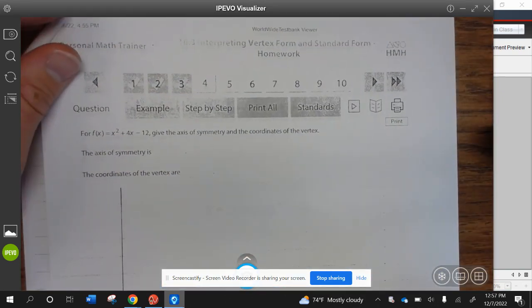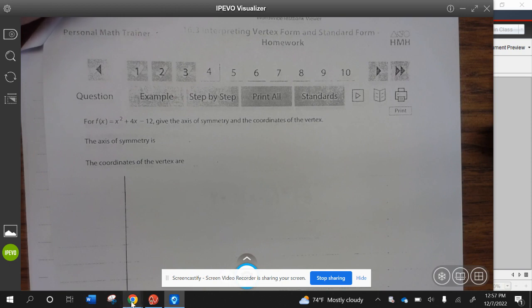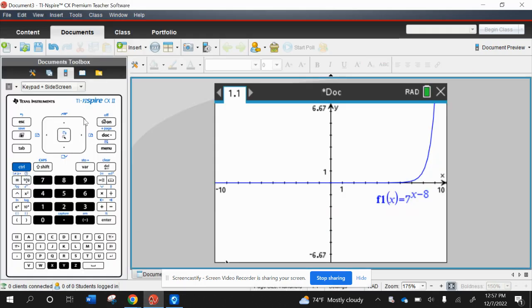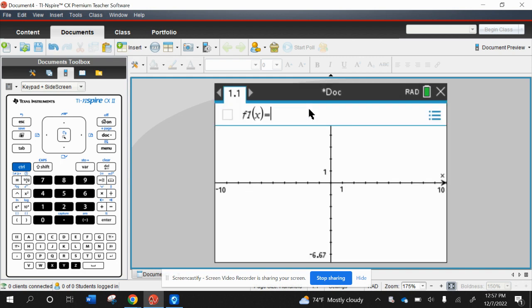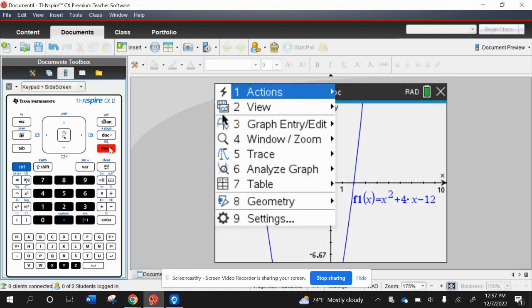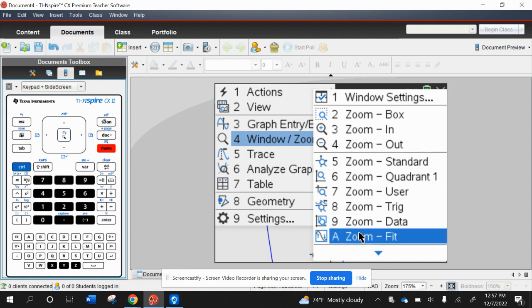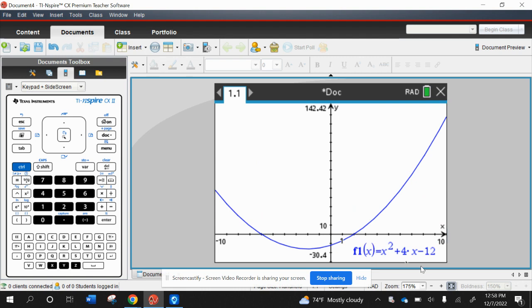All right, let's move on to the next example. Example 4: for f of x equals x squared plus 4x minus 12, give the axis of symmetry and the coordinate of the vertex. To find the vertex, we're going to use our calculator. We go to On, New Document, Add Graph. We graph x squared plus 4x minus 12. I don't see the whole graph, so I'm going to go to Menu, Window Zoom, Zoom Fit. Now we can see the graph better, and we can see that it's a minimum.